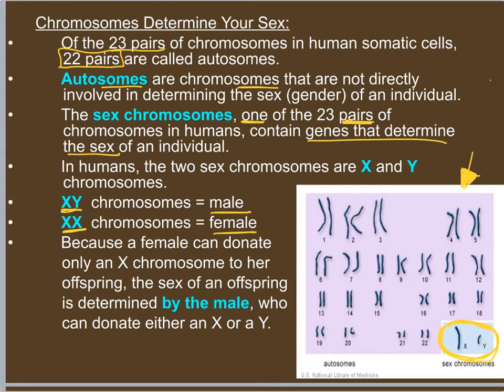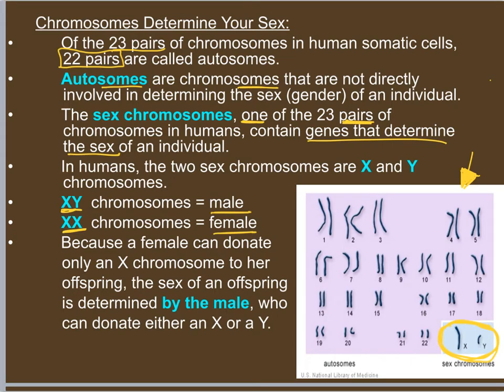So if there were any Y chromosomes present in my blood, they'd know the baby was a male, because I'm already a female. Anyway, so because I can only donate an X to my child, the sex of the baby, the gender of the baby, is determined by the father.